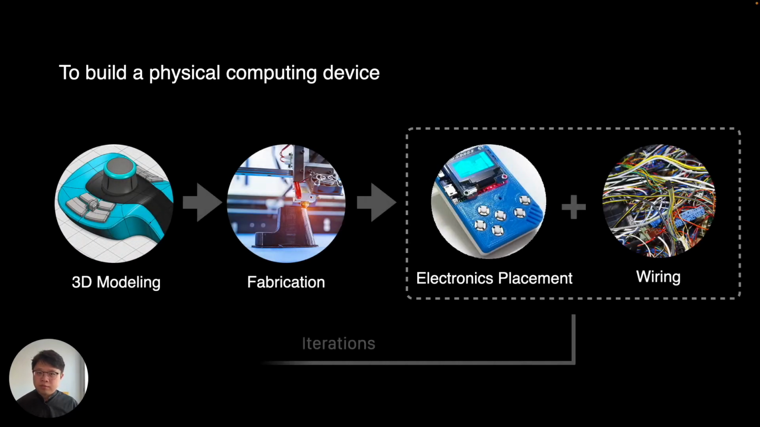The workflow for building a physical computing device looks like this. The maker first creates a physical form by 3D modeling and fabrication techniques such as 3D printing. Then they need to place and assemble the electronic parts in the fabricated 3D form, which involves a lot of manual crafting and wiring. If the electronics don't fit in the form, they need to go back and modify the 3D model. This may result in multiple iterations and a long prototyping cycle.